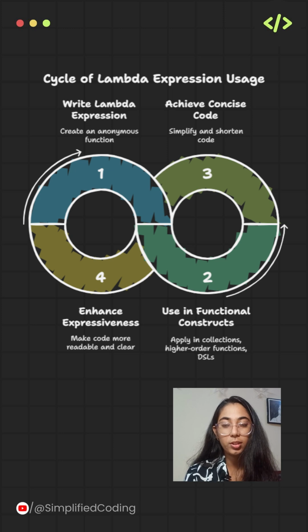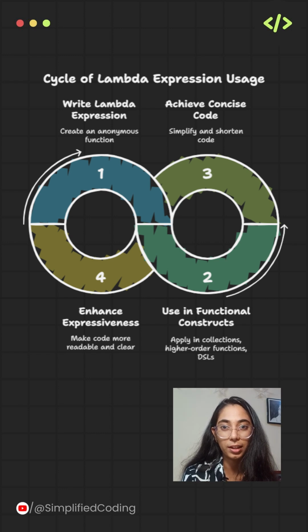So Kotlin supports lambda expressions, which are essentially anonymous functions. Anonymous functions means functions without a particular name, which can be treated as a value. These features allow developers to write concise and expressive code, especially when dealing with functional programming constructs like collections, higher-order functions, and DSLs. As for now, you know these lambda functions have abundant benefits.